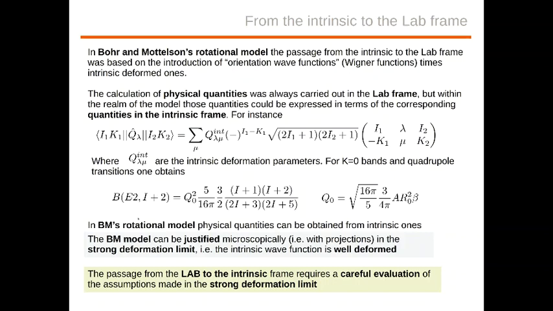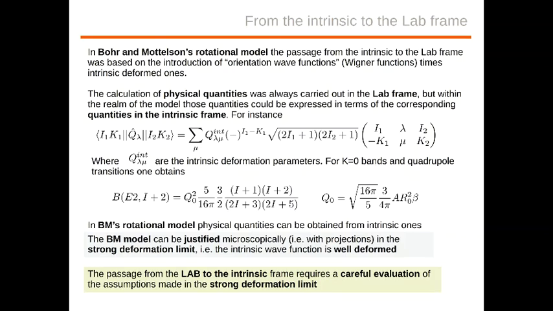This E2 transition probability is given by some geometric factors times the mean value of the quadrupole moment in the intrinsic frame, right? And this quadrupole moment in the intrinsic frame is given in terms of the beta deformation parameter that is used very often to characterize deformation in the intrinsic frame, right? But the Bohr-Mottelson rotational model, which is very successful in interpreting many experimental data, like the physics of rotational bands, is nothing but a model, right?